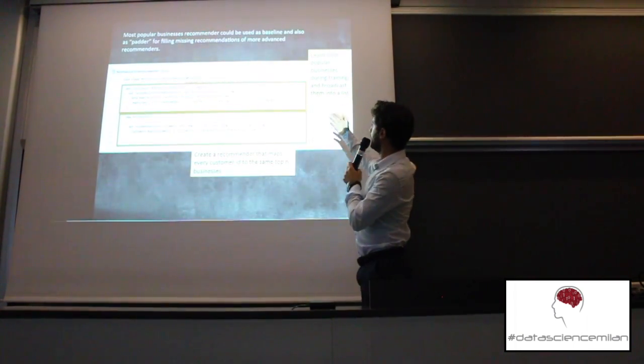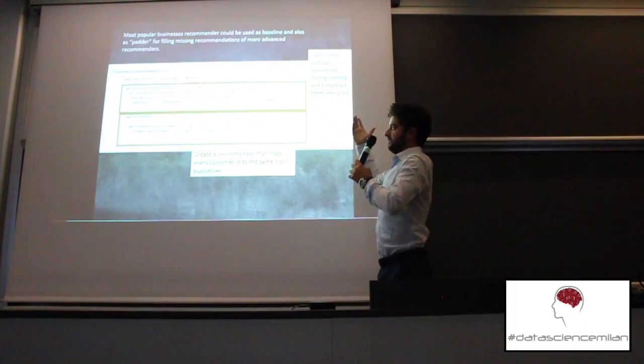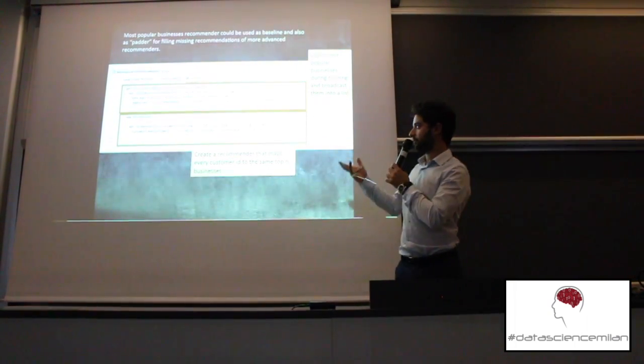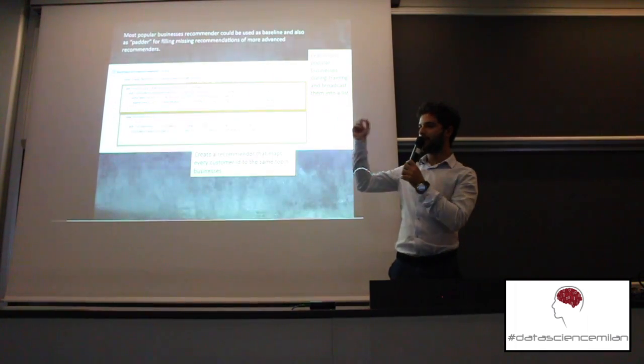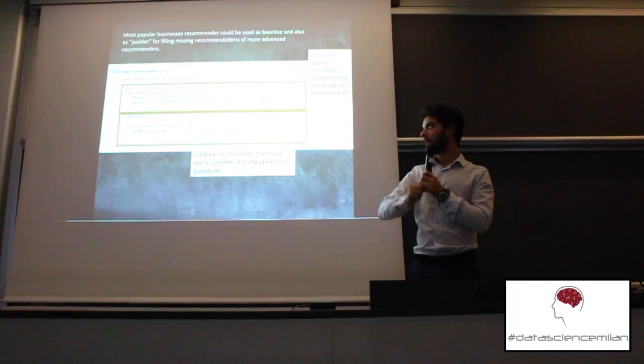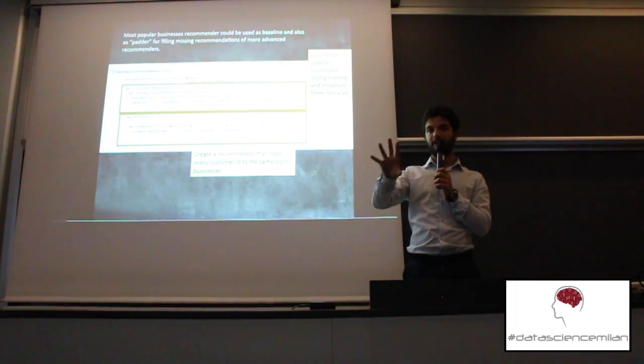The way it works is that during the training, all you have to do is reduce or count how many distinct users each business has. Then you store it. It's a static list.